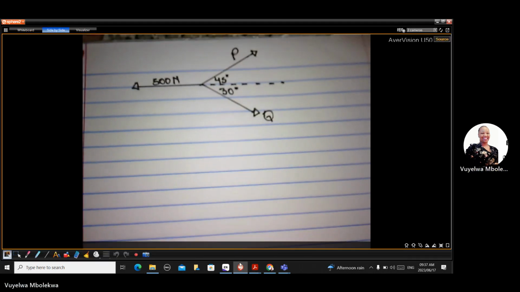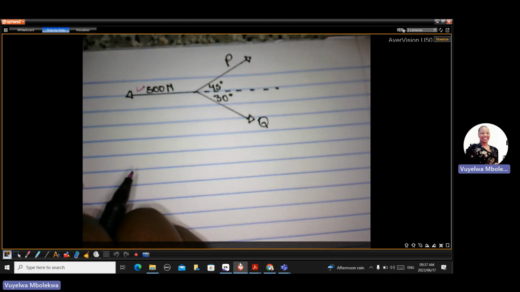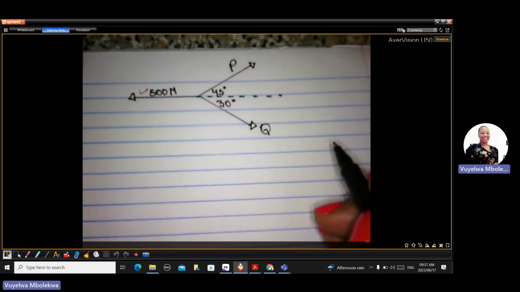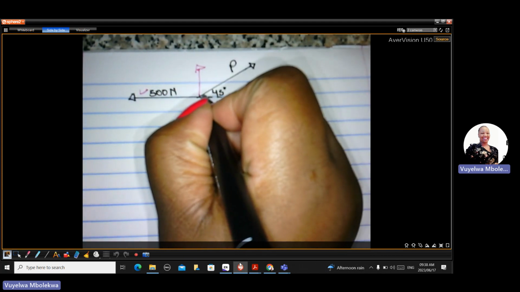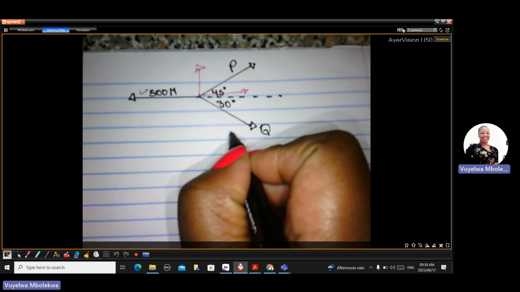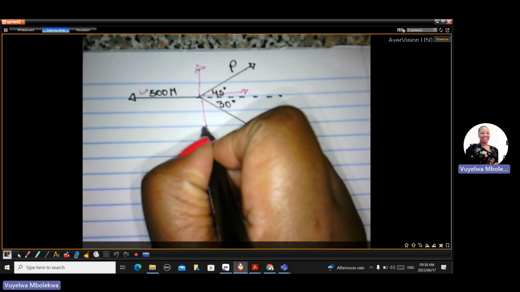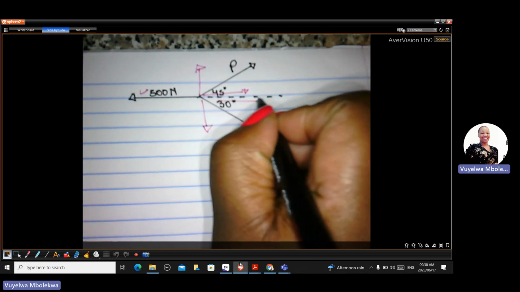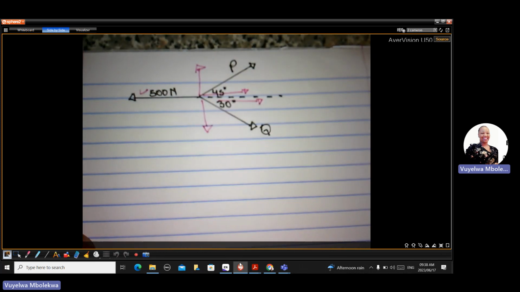So once you have it, the next step is for you to get the components of force P and force Q, because 500 is already horizontal. So you leave it like that, but you're going to have the vertical component of force P and the horizontal component of force P, a vertical component of force Q and a horizontal component of force Q.